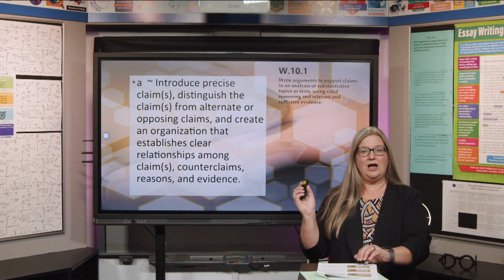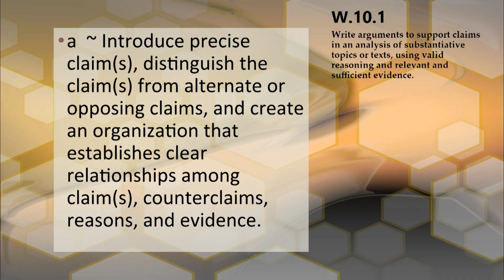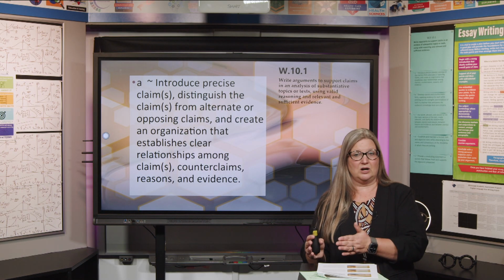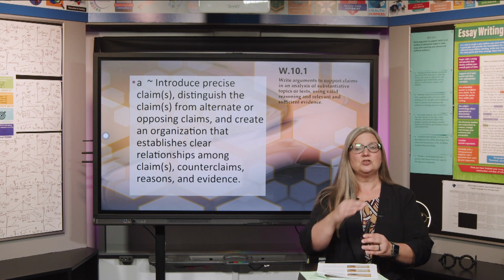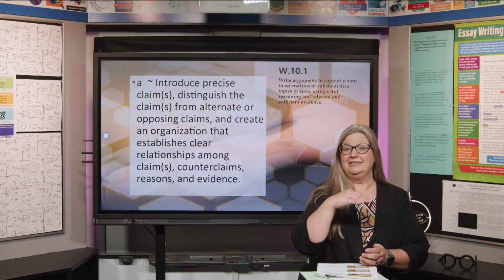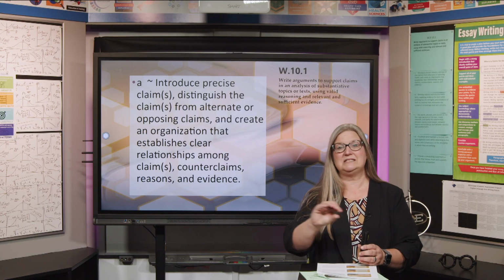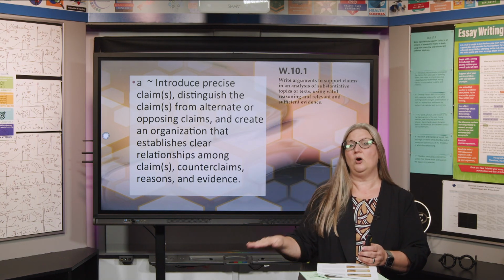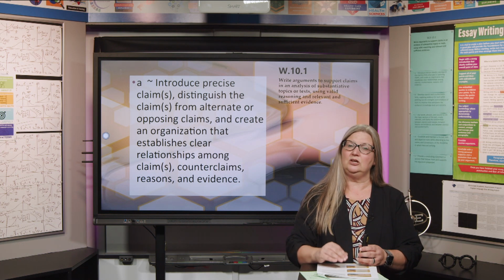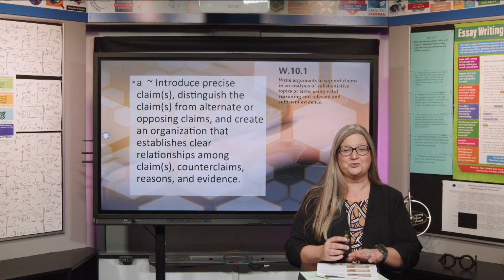So Part A also says that you should have this organization that establishes clear relationships. Those relationships are going to be your transition words, your transition phrases. So when you go to say that this person believes this, then you need to establish why that piece of evidence supports your claim or supports the counterclaim. So you need to use those effective words and transitions to make sure that you're establishing those relationships.